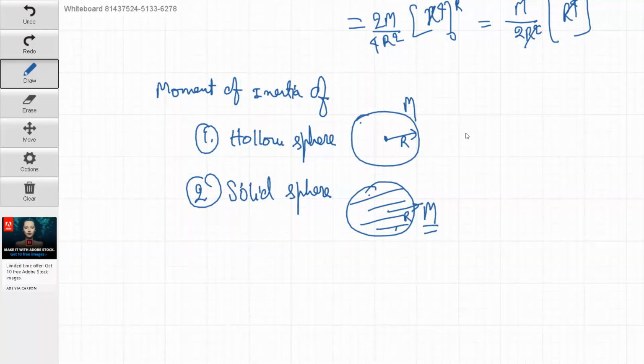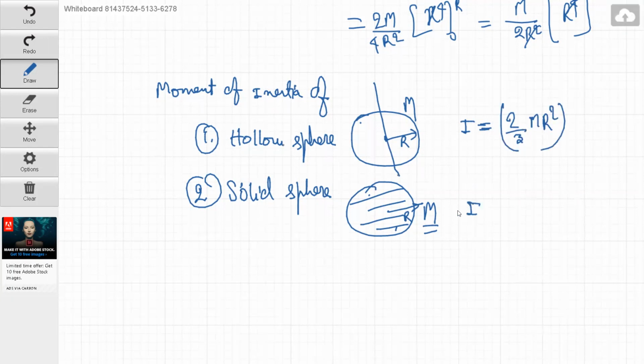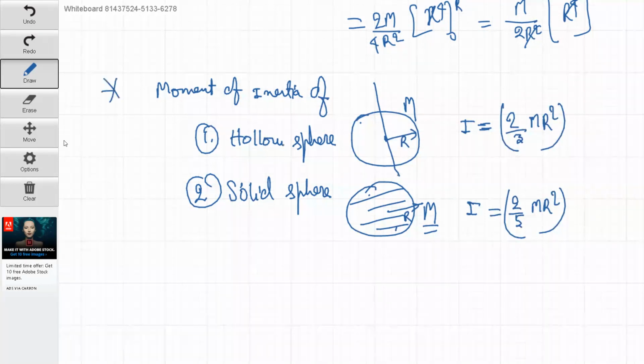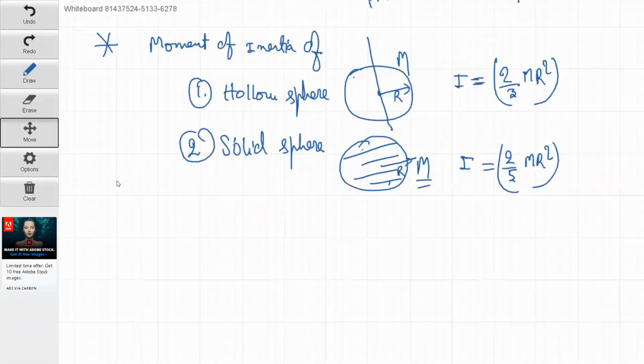So for the hollow sphere, moment of inertia I about any axis passing through the center will be equal to 2 by 3 mr square. Is this okay? And for the solid sphere, its moment of inertia will be equal to 2 by 5 mr square. Is this all right? Copy it. You have to remember the formula.